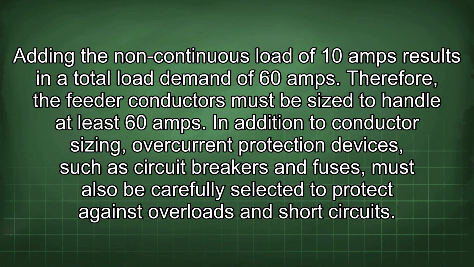Adding the non-continuous load of 10 amps results in a total load demand of 60 amps. Therefore, the feeder conductors must be sized to handle at least 60 amps. In addition to conductor sizing, overcurrent protection devices, such as circuit breakers and fuses, must also be carefully selected to protect against overloads and short circuits.